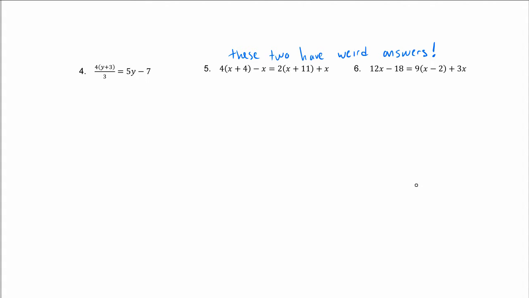These two have weird answers. So go through, see what happens, but if you get something that seems real crazy, don't panic. Just try to think about what that might mean, and we'll talk about those a little bit more in class or during the tutoring sessions, because it is sort of a strange situation, but I want you guys to get in there and see what happens on your own. Okay, that is it for the 2.3 notes.